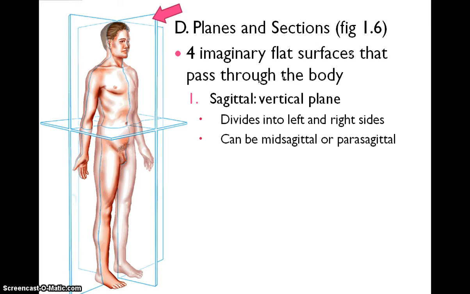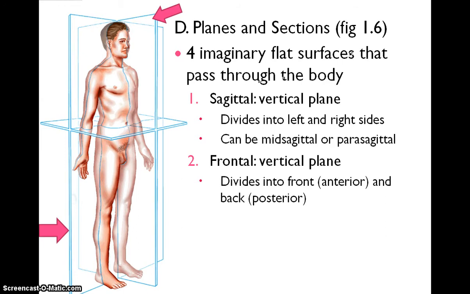Okay, so if you were going to cut right down the middle of your nose, between your chest down through your belly button, that would be a sagittal plane. It can be mid-sagittal, that would be directly down the middle, or it could be parasagittal, which would be off to the side. The next plane is called the frontal plane. This is also a vertical plane. This plane is going to cut you into a front half and a back half.